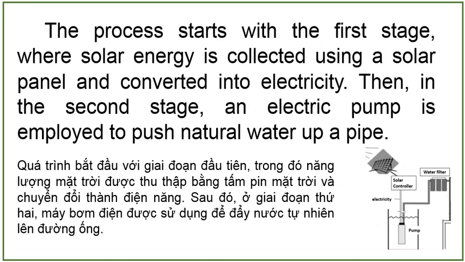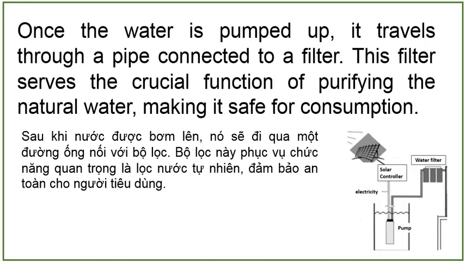Then, in the second stage, an electric pump is employed to push natural water up a pipe. Once the water is pumped up, it travels through a pipe connected to a filter. This filter serves the critical function of purifying the natural water, making it safe for consumption.